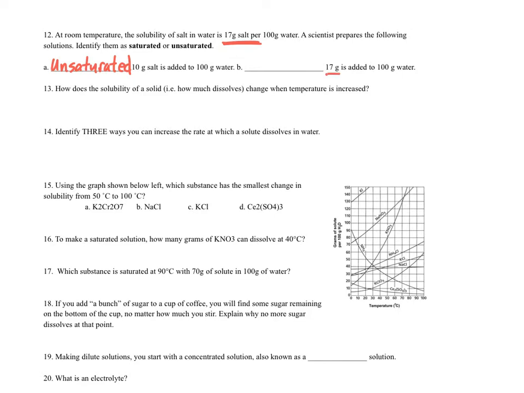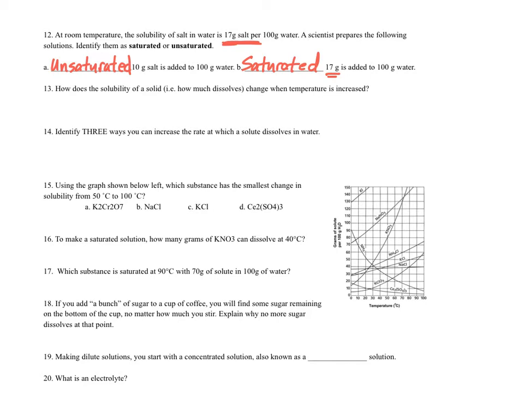And if we have exactly 17 grams in 100, that's our max, so that is our saturated. If we were to get more than 17 in there, we would call it supersaturated. We'd probably have to heat it up to make that happen.